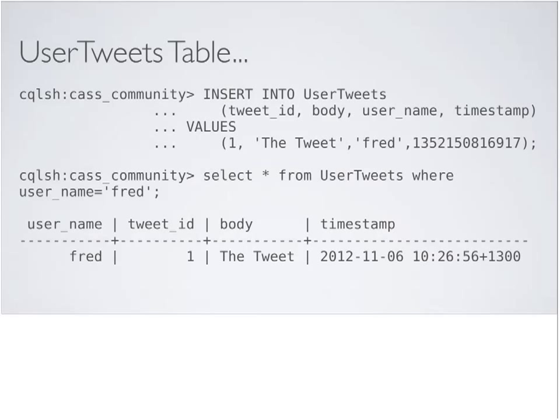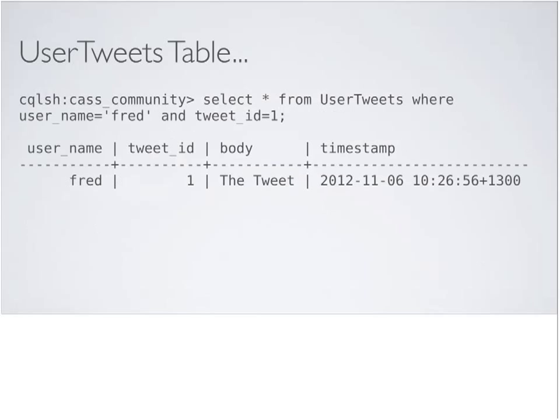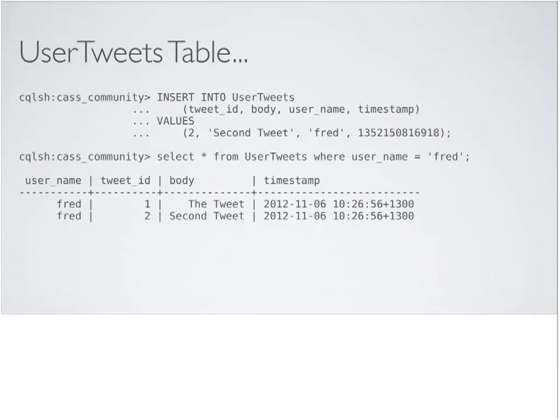We can do an insert here. We put in one tweet for Fred. We can select that back by username. Or we can select back by username and the tweet ID because that is the primary key that identifies the entity. If we insert a second row into this tweet, we can see that when we do a select just by Fred, they come back ordered by the tweet ID, tweet 1 and then tweet 2, because that's what the grouping columns do.